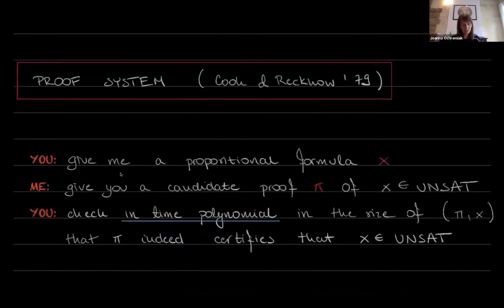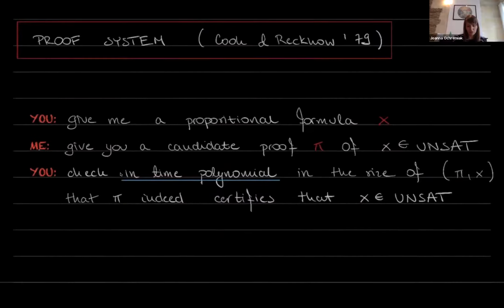So here you have an informal description. Let's say that you give me a propositional formula X, and I claim that it's unsatisfiable, and I give you a candidate proof pi for the fact that the formula is unsatisfiable. The crucial property of a proof system is that once I give you this candidate proof, you can check in time polynomial in the size of the formula and the proof that indeed pi certifies that X is unsatisfiable.